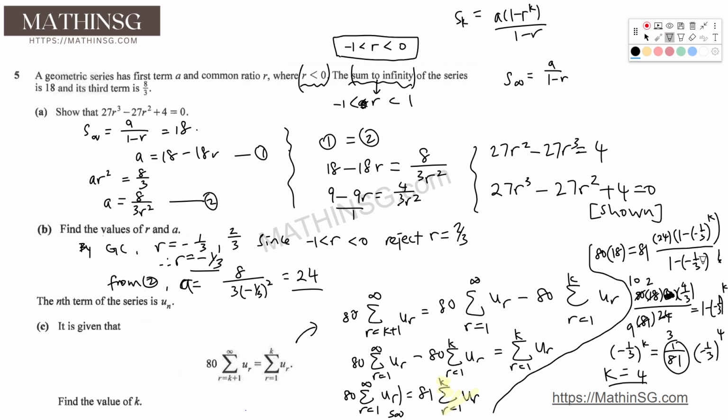If you find this too complicated, just type everything into your GC, equate it, and use the graph to solve for k.